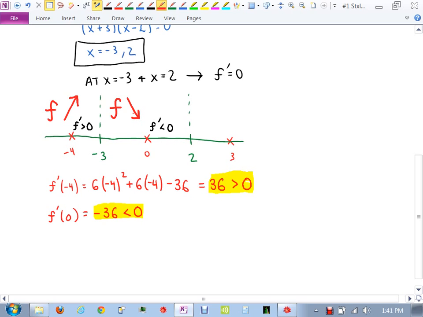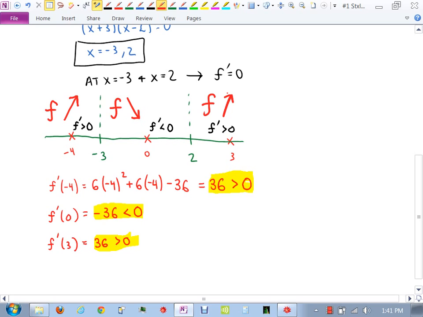And then let's plug in 3 into the derivative. Comes out to be positive? What's the number? 36 again? It's positive, and therefore, if my derivative is positive, then that means my function is going up over here. So this function goes up, then it comes down, and then it goes back up.